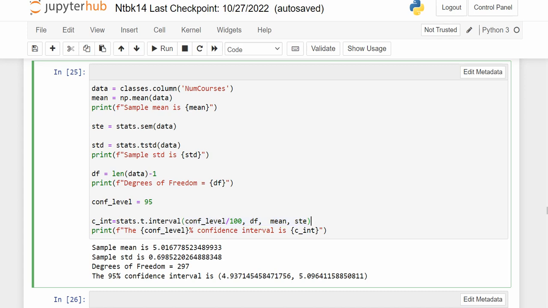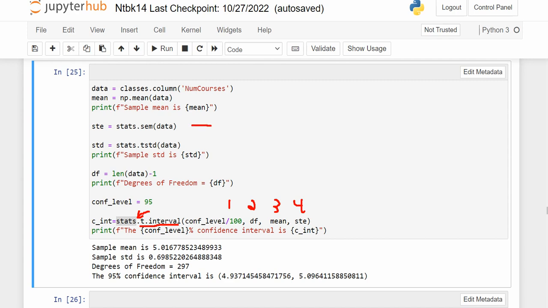So what are the 4 things? And notice that we import scipy.stats as stats. So basically this stats that I am looking at is calling scipy.stats. Okay, and scipy.stats has this function that we're trying to use called t.interval. And we need 4 things, right? We need the confidence level, we need the degrees of freedom, we need the average, and we need the standard error. Okay.